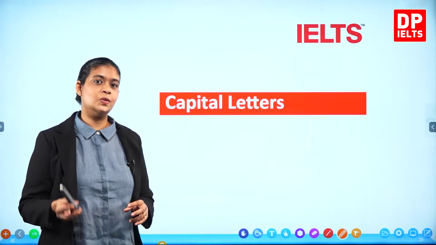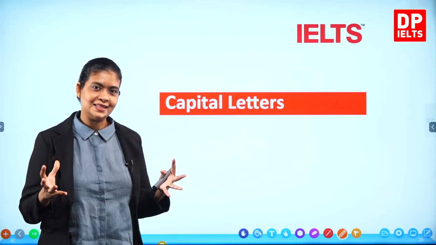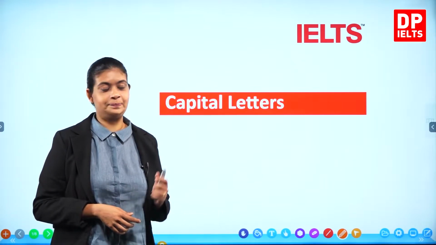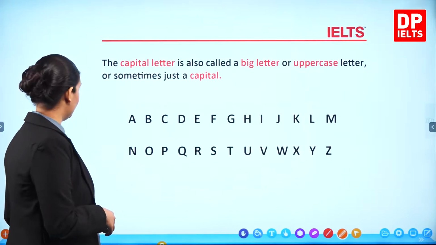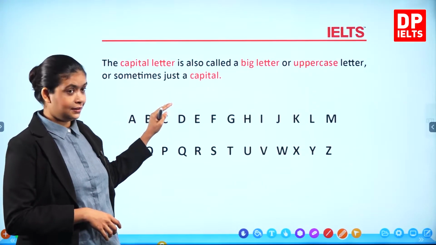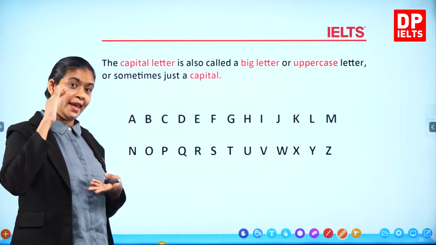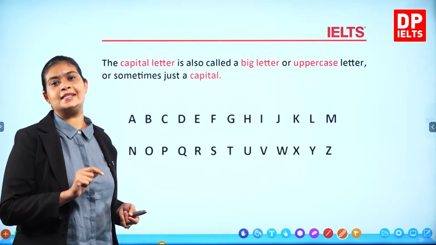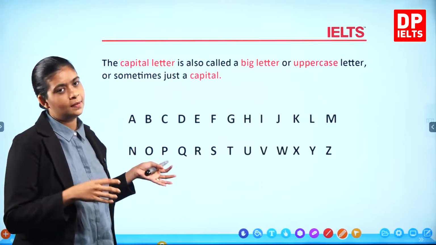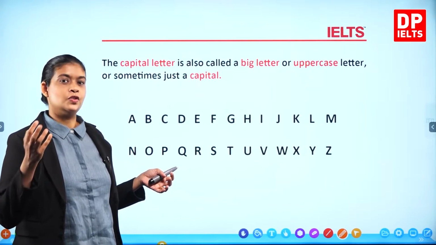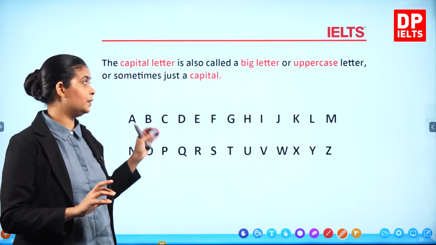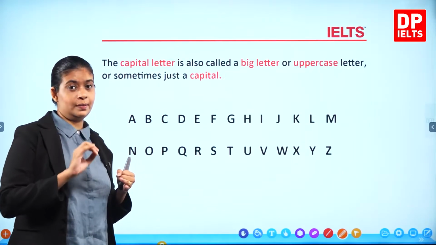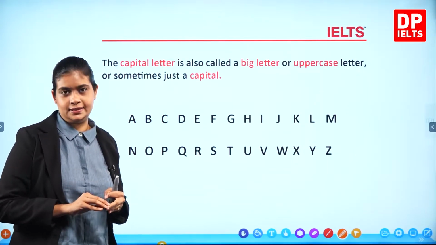So today's lesson is going to focus on the capital letters, how to write it, as well as where to use these capital letters. Let us have a look at it. The capital letter is also called a big letter, or some people call it uppercase letters, or sometimes they just call it capitals. So capital letters could be known in 3 different ways. You can call them uppercase letters, you can call them big letters, or you can just call them capitals.